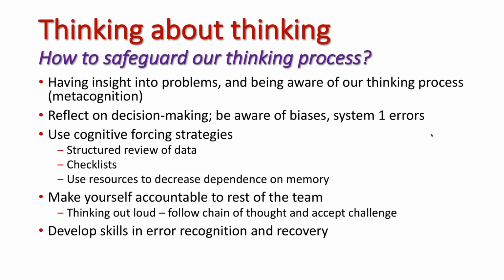There is this theoretical thing in which we need to also think about our own thinking. This is important because only then can we safeguard our thinking process. This provides you with insight into problems, and we become aware of our thinking process, which is known as metacognition. Meta is something about something else. All right. So we should reflect on our decision making, and we already talked about reflection. We should be aware of all our biases and all our system one errors, which means that we are prone to make some very quick errors if we don't do some deliberate thinking.